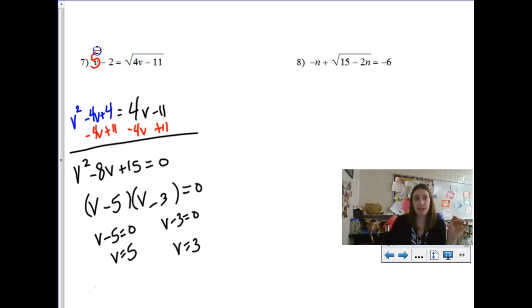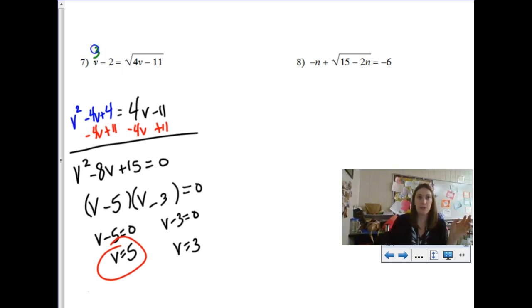If I put a 5 right here, I get 5 minus 2, which is a 3. And if I put a 5 right there, I get 20 minus 11 is 9. So I have the square root of 9, which also is 3. So that one works. Circle it. Let's go back and check 3.